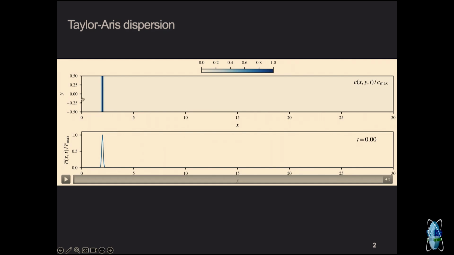So on top, I am showing you the dye itself. So this is the y coordinate, which is the transverse direction. These are bottom plate, top plate, transverse direction. Nothing is changing out of the plane. And then in this x direction, you have flow. Okay. And it's a parabolic flow, so the velocity is 0 at the walls and maximum in the middle. I then put this slice of dye.